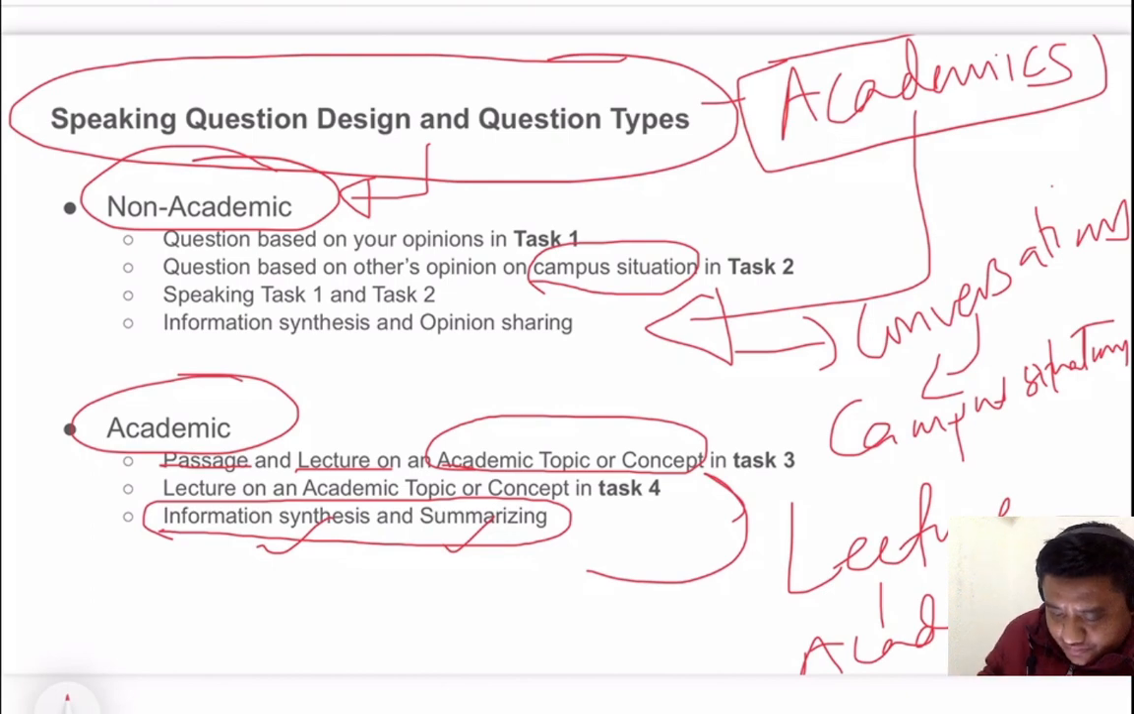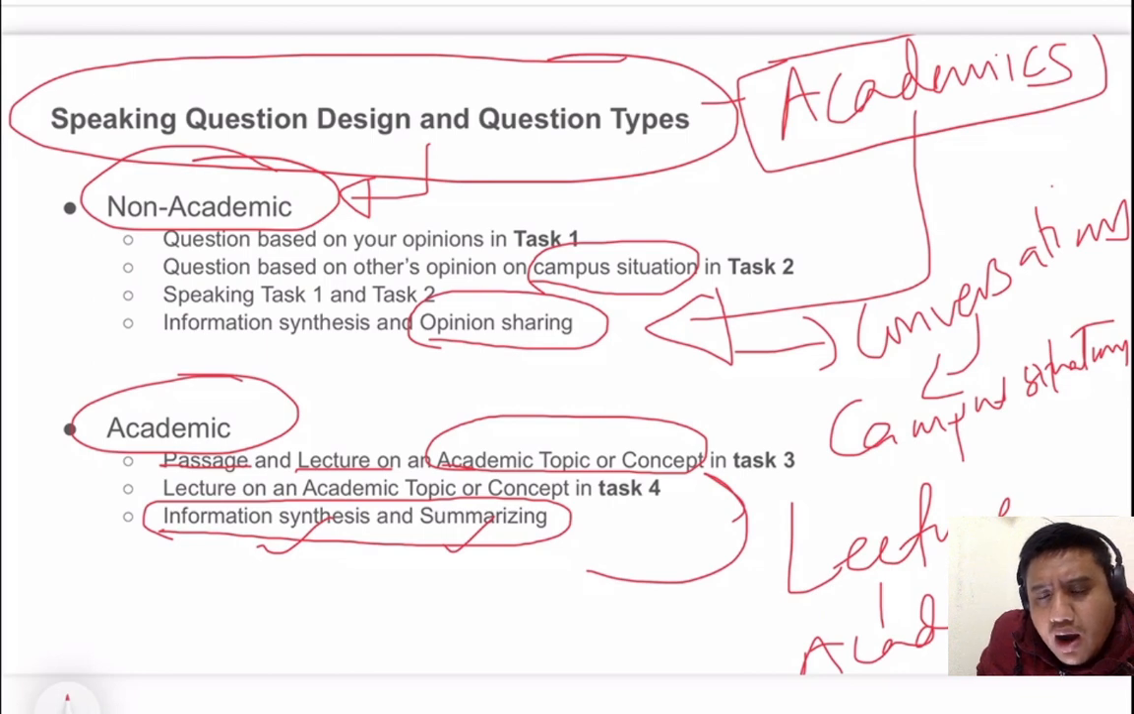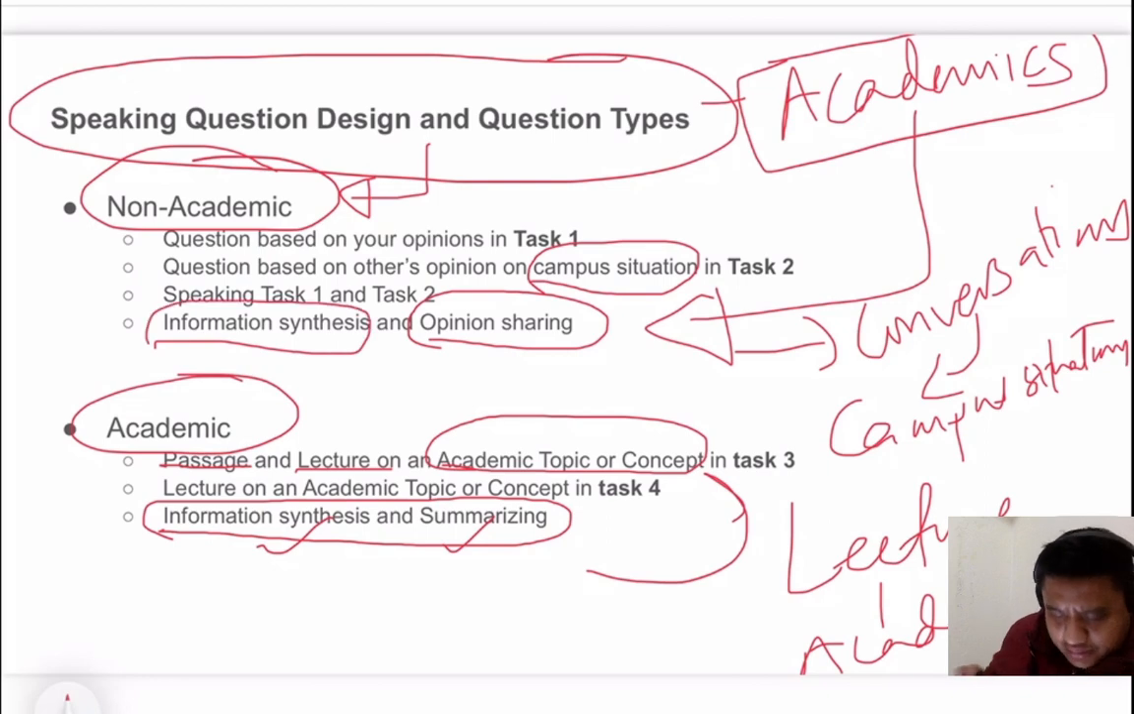And when we deal with non-academic, usually it is to elicit opinions, right? It checks how you share and express your opinions when you're speaking. And the other thing is to check how you combine information together, right? So these are the different kinds of questions that you get: the question design and question types.